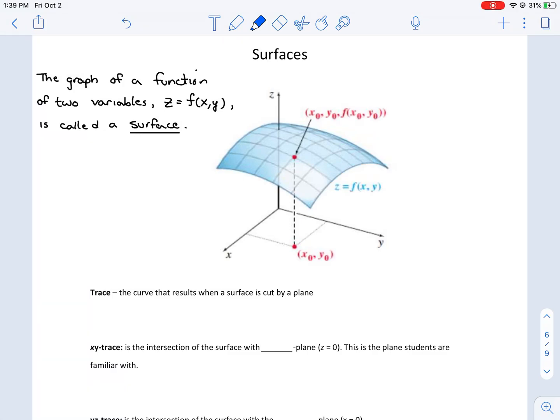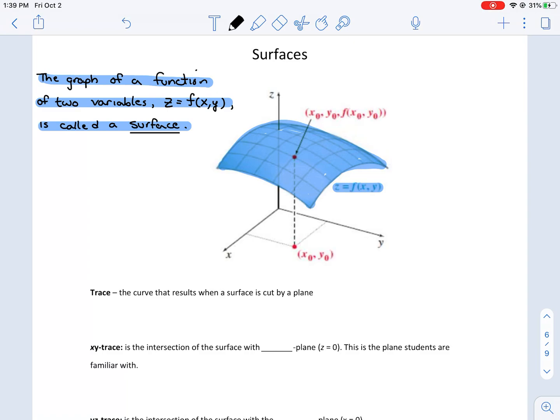Hello class, in this video I'll be discussing surfaces and level curves. Let's begin. The graph of a function of two variables, z is equal to f of xy, is called a surface. And in this diagram, I'm highlighting this figure because this figure is called a surface. It's called a surface because it's the graph of z is equal to f of xy.